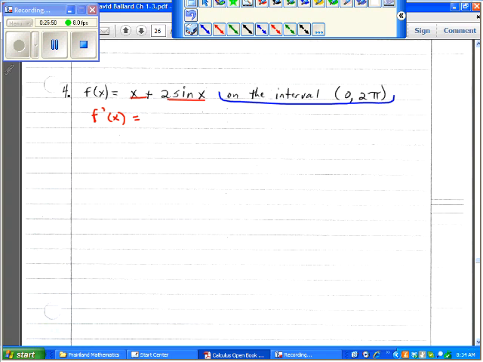Now this is the derivative of a sum, which would be the sum of the derivatives, right? What is the derivative of x? Would be that coefficient 1. Now, this is a coefficient rule, right? Which would be 2 times whatever the derivative of sine x is. It's not a product, it's not a chain, it's just plain old 2 times the derivative of whatever sine x is. And what is the derivative of sine x? Cosine x. So it's 1 plus 2 cosine x.